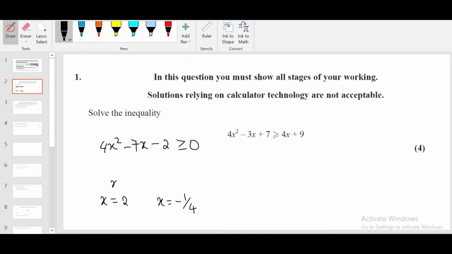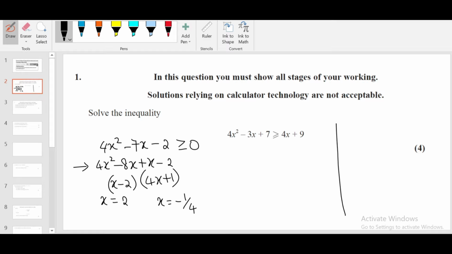So you can write it as (x minus 2)(4x plus 1). Or if you want, you can write one more step here: 4x squared minus 8x plus x minus 2. Anyway, we need to get the two x values. Now the best way to solve a quadratic inequality is by sketching a little graph. Remember this, there are no marks for the graph. So just make it a simple one.